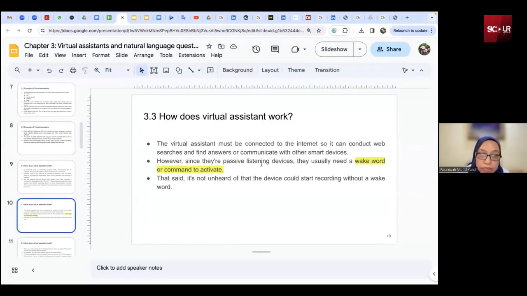So how does a virtual assistant work again? A virtual assistant must be connected to the internet so it can conduct searches, find answers, and communicate with other devices. However, since they are passive listening devices, they usually need to wait for a wake word command to activate. For example, Hey Siri is the normal keyword to activate it. Yes, that is the normal word.